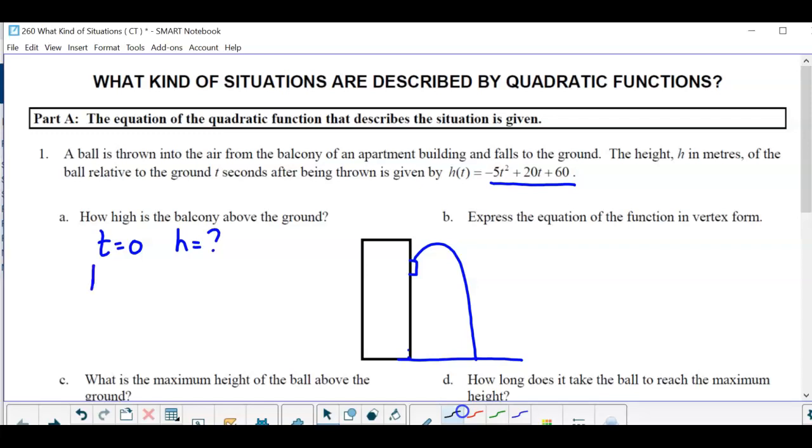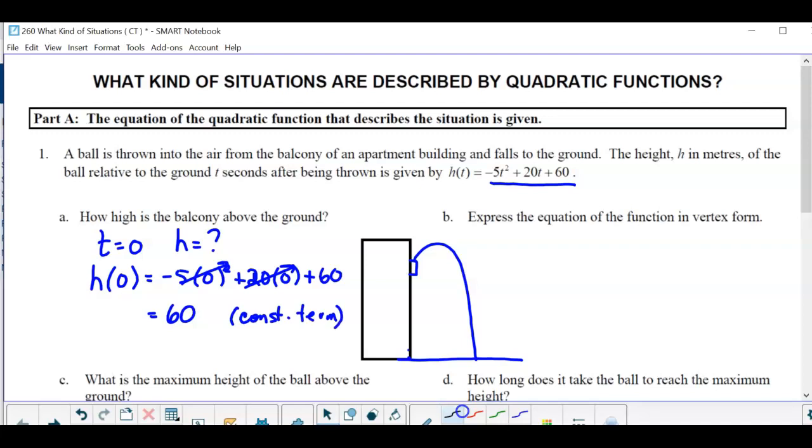So taking a look, using your function notation, really you don't have to show any work. Because if it's expanded out, this goes to 0, this goes to 0, and you just get 60, which is the constant term. So how high is the balcony above the ground? That would be 60, and this is in meters. Although it didn't actually say, oh yeah, it did, h in meters. Okay, so 60 meters.